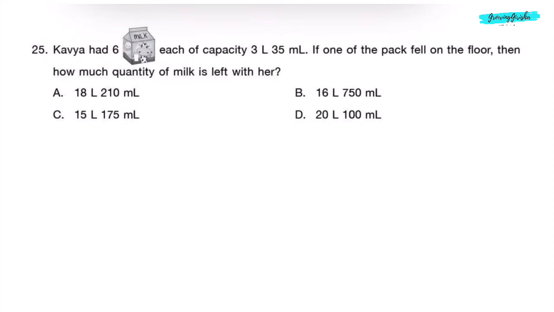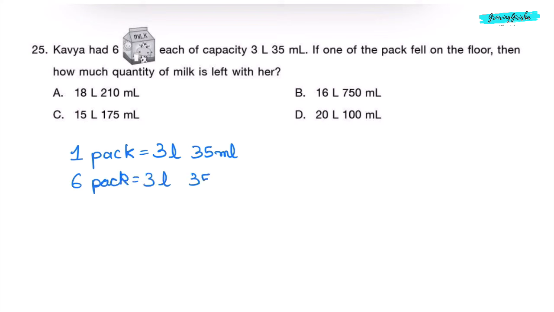Question 25. Kavya had 6 milk packets, each of capacity 3 liter 35 milliliter. If one of the packs fell on the floor, then how much quantity of milk is left with her? One pack contains 3 liters 35 milliliters. 6 packs will contain 3 liter 35 milliliter into 6. So 6 5s are 30, 0 carry 3, 6 3s are 18 plus 3, 21. So 210 milliliters. And how many liters? 6 3s are 18. So 6 packs contain 18 liter 210 milliliter.